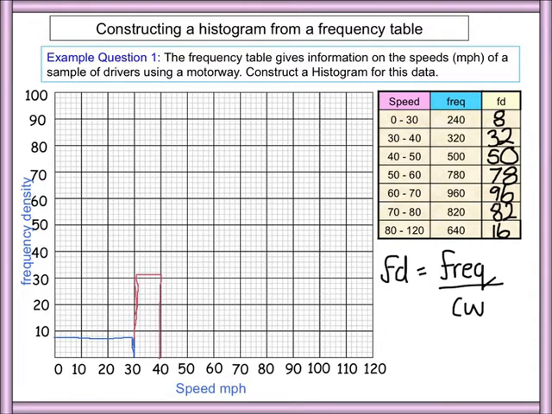Okay, that's a bit of a ropey straight line again, but it'll do. For the next one, the frequency density is 50, from 40 to 50. I need to go up to 50, so just keep going up. There we go, nearly there. 50 to 60, we need to go up to 78. So that's that one done. 60 to 70 is 96.